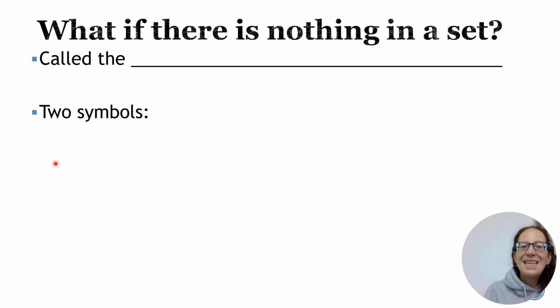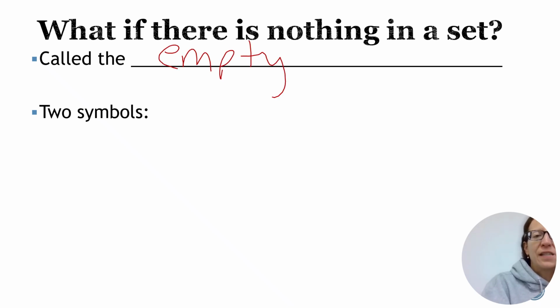Now, what if there's nothing in a set? So what if you've got some kind of set and there's nothing in it? Well, this is called the empty set. Okay, so that's the empty set.